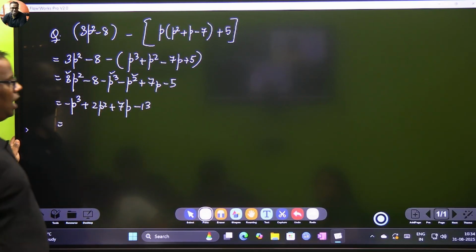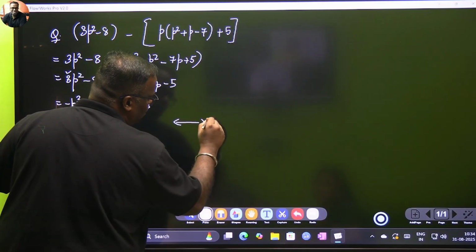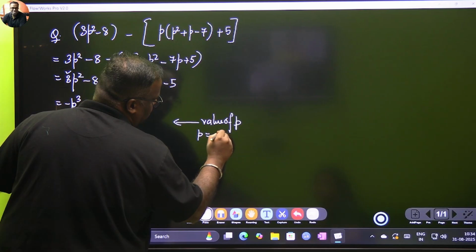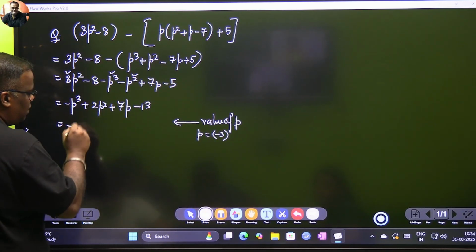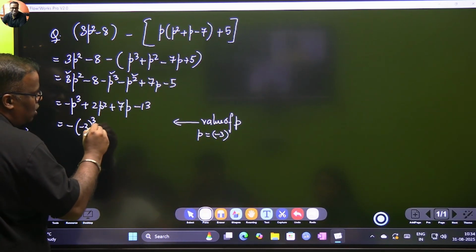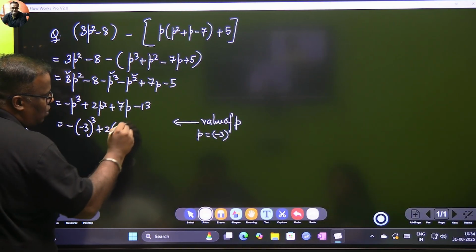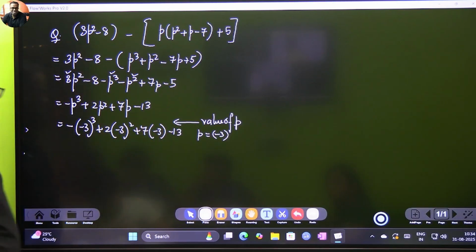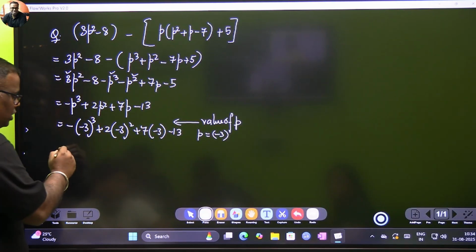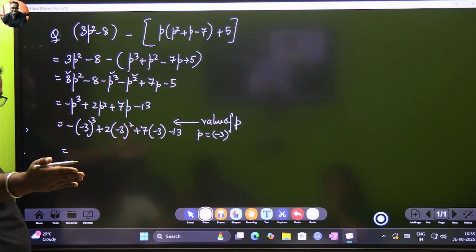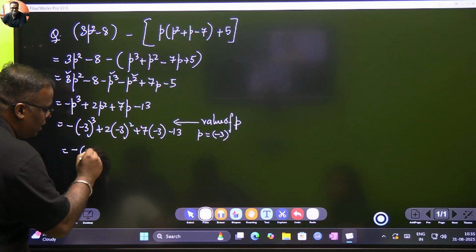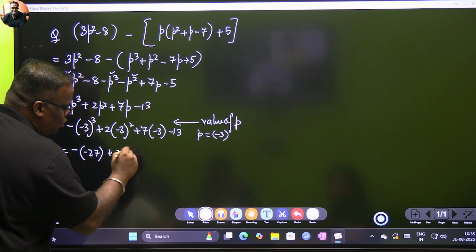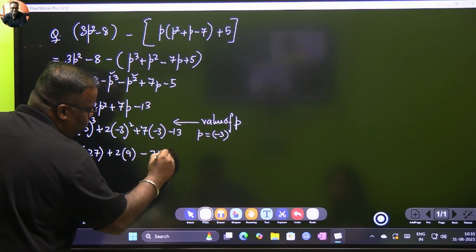So now I will inject my value of p. What is the value of p given? Minus 3. So it will become negative of negative 3 whole cube plus 2 into negative 3 whole square plus 7 into negative 3 minus 13. Is this understood? Negative 3 cube is 3, 3 is 9, 3 is 27, negative. So negative into negative 27, right? Negative 3 square is 9, so this becomes 2 into 9. This is minus 21 minus 13.